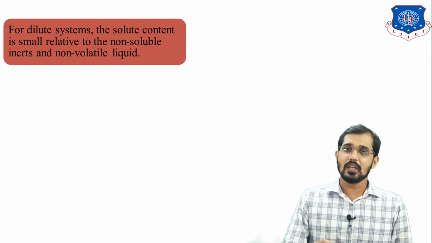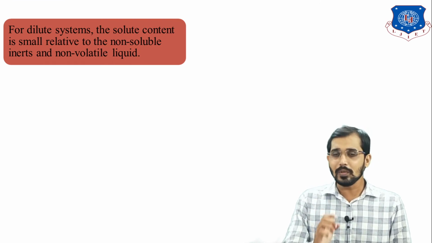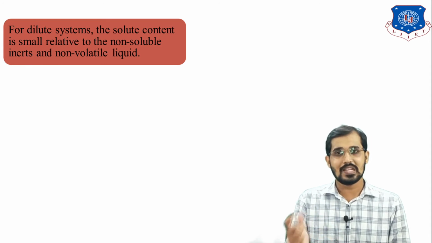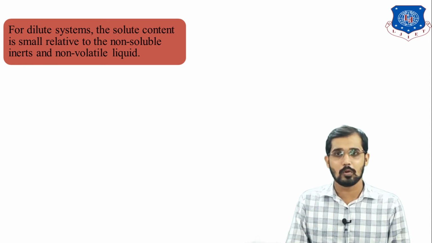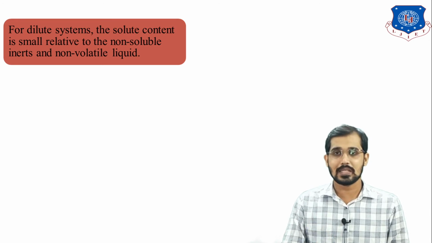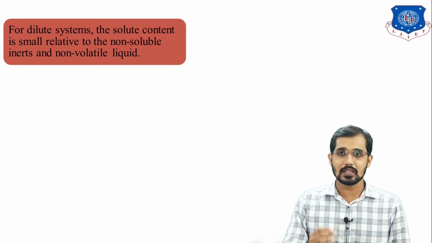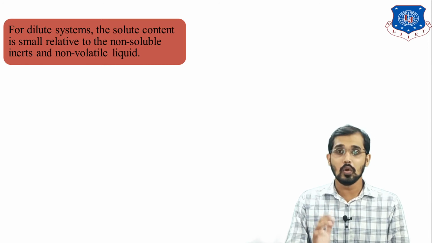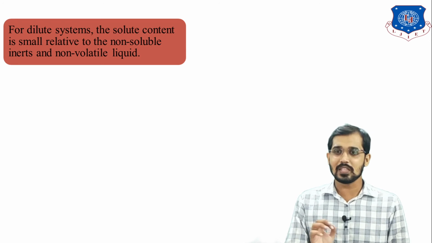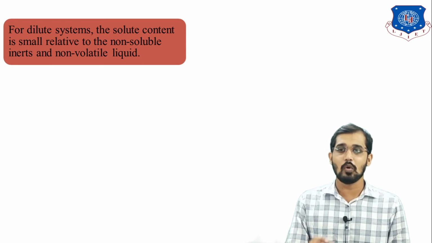Now we will see here for a dilute system. Now we want to derive here the operating line equation for co-current gas absorption. In the last lecture we derived it for the counter current mode of operation. Now in this lecture we are going to derive it for co-current gas absorption. So here also we will consider a dilute system. I told you what the conditions for the dilute condition were. You can see on the screen. For a dilute system, the solute content is small relative to the non-soluble inerts and non-volatile liquids.